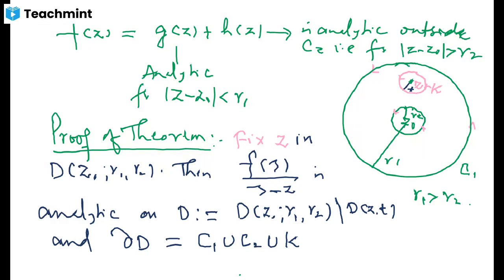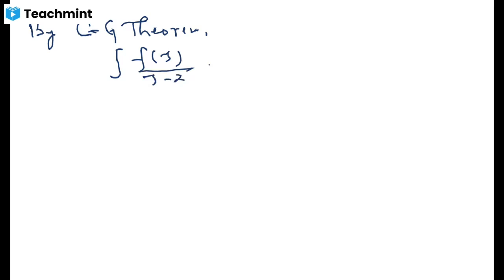What I'm going to use now is the Cauchy-Goursat theorem for multiply connected domains, which can be applied because this is an analytic function on this multiply connected domain and on its boundary as well. So by Cauchy's theorem, the integral of this function f(zeta) upon zeta minus z, where z is fixed now, over the boundary of D has to be 0.